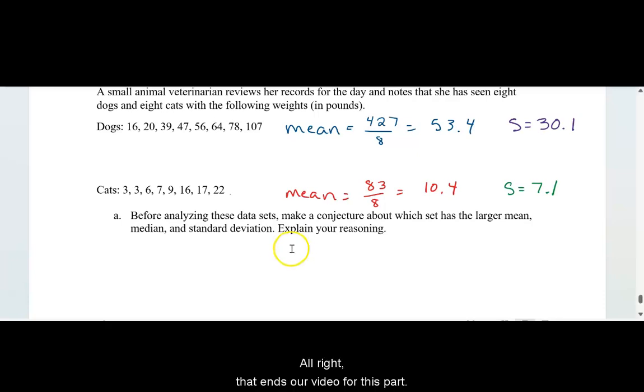All right, that ends our video for this part. In the next video, we're going to touch upon something called the 5-number summary.